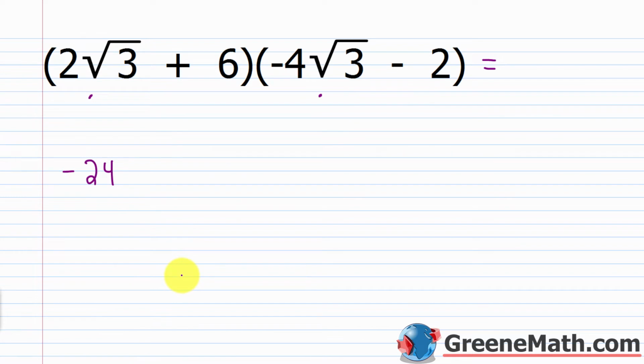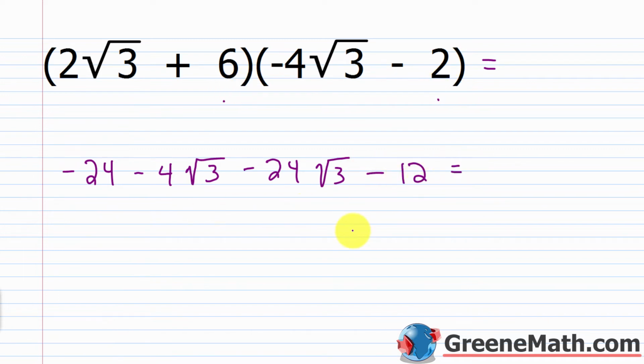Okay, then the next thing I'm going to do is I'm going to multiply my outer terms. So this one times this one. So 2 times negative 2 would be negative 4, and then times that square root of 3. So now I'm going to multiply my inside terms. So this one times this one. 6 times negative 4 is negative 24, and then times square root of 3. And then lastly, I'm going to do my last terms. So 6 times negative 2 is negative 12.